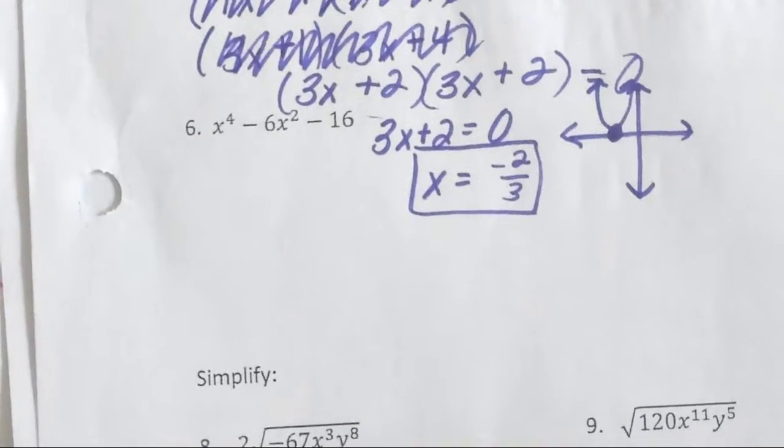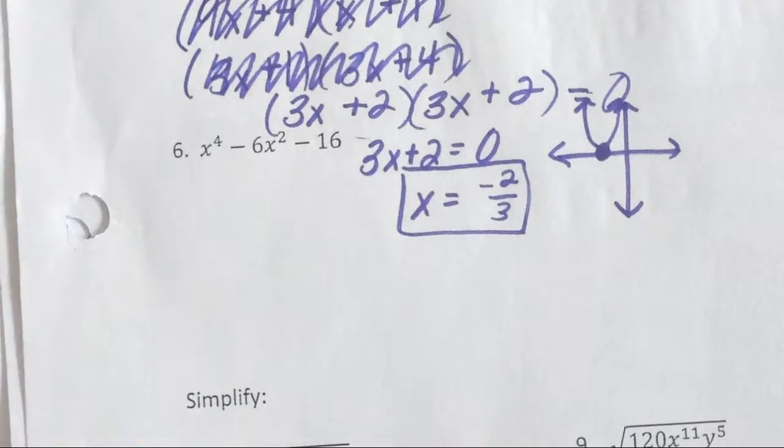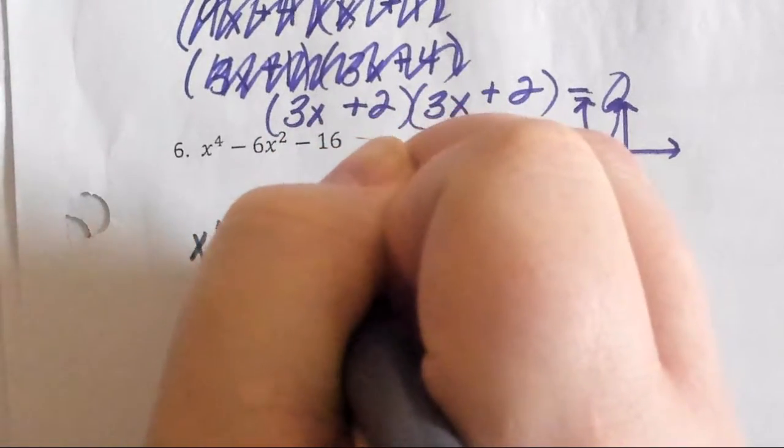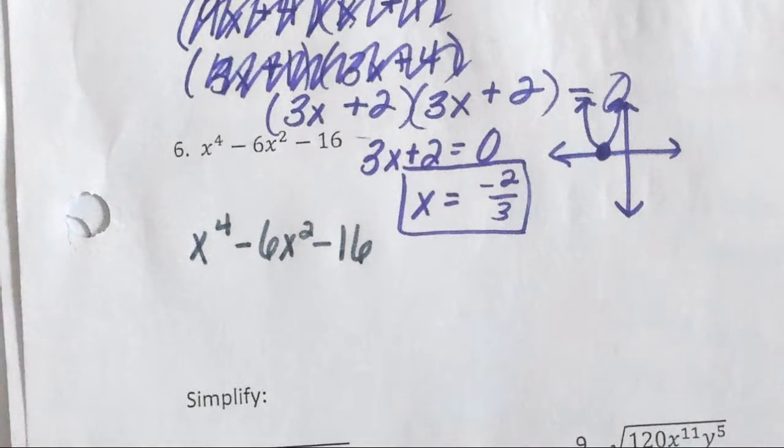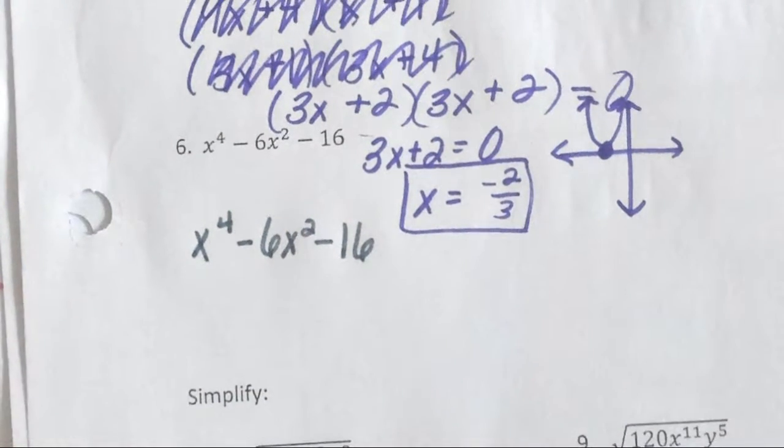Okay, I want to do number 6 and number 7. I totally understand why you weren't working on number 6, because you saw x to the 4th minus 6x squared minus 16, and you said, oh crap, I don't know how to do that, so I'm going to stop. Understood.